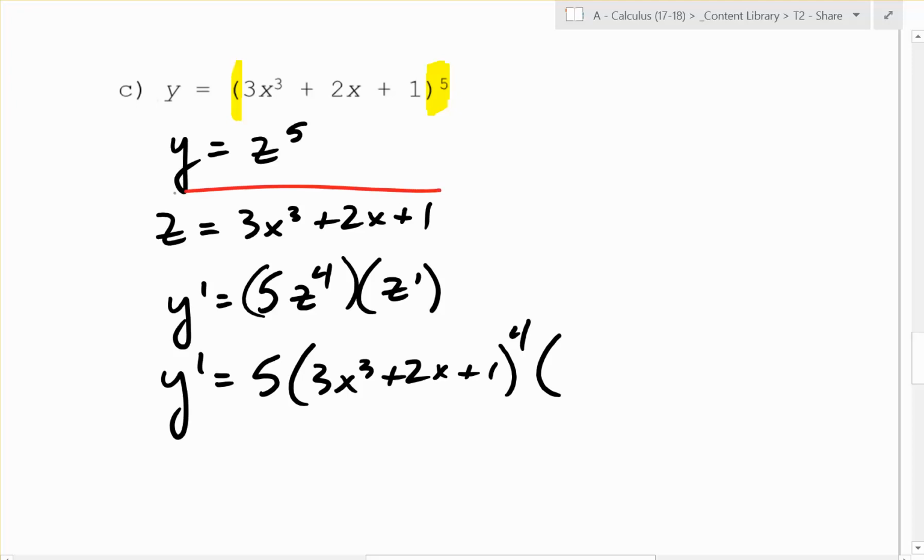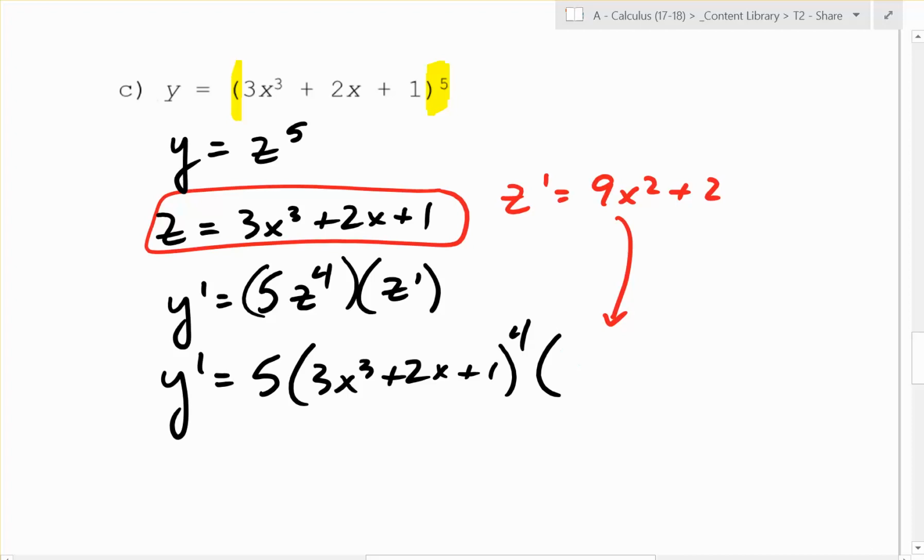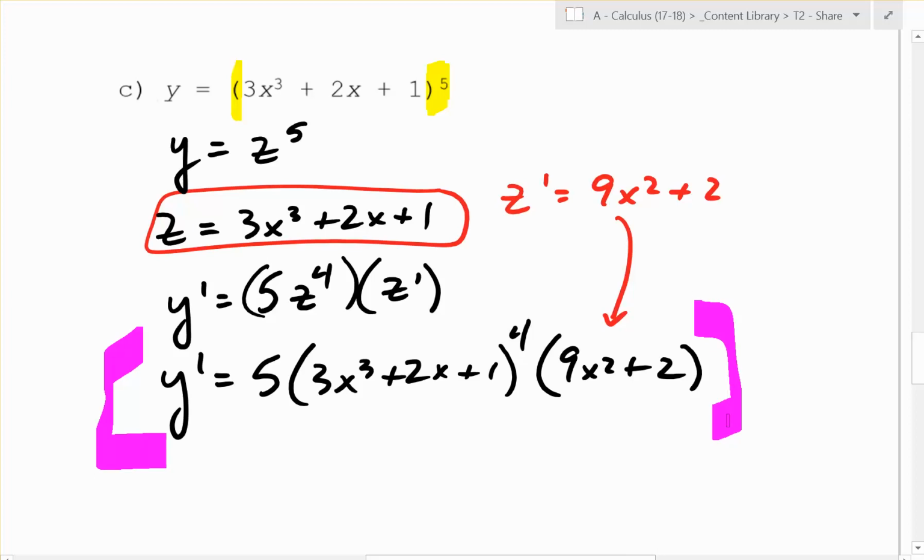So what's the derivative here? Z prime is equal to 9x squared plus 2. So that's going to go right there: 9x squared plus 2. You could multiply this out a little bit, but your whole goal, remember, is to get something in terms of x. You don't want z to be in your final answer.